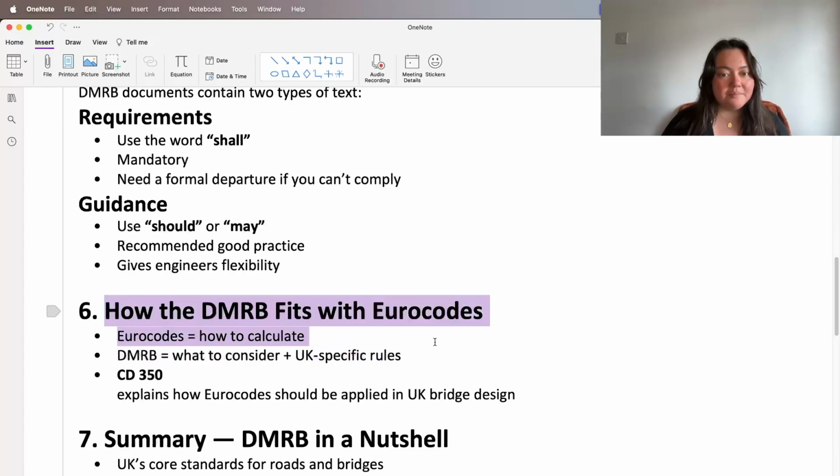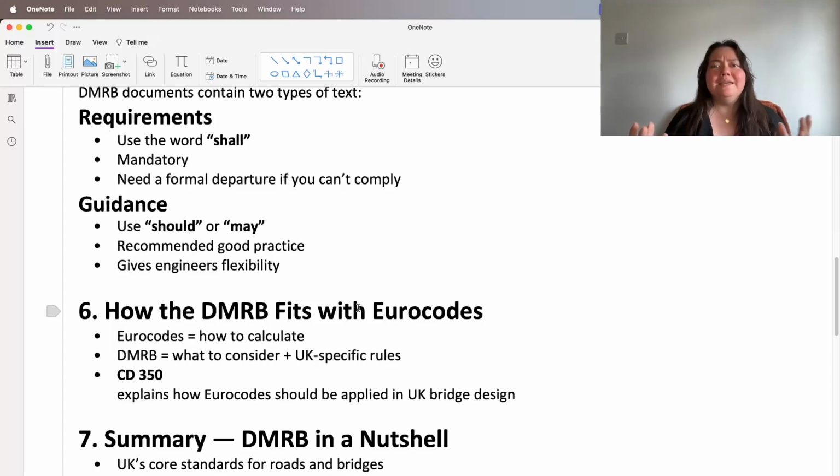So, how does the DMRB fit with the Eurocodes? A common question from juniors is, if we use Eurocodes, why do we even need the DMRB? Here's the simple answer. Eurocodes is the how to calculate. I have a whole separate video about the differences between the DMRB and the Eurocodes, and the DMRB is what to consider and the UK specific rules. The key link between them is CD350, which explains how Eurocodes should be applied in UK bridge design.